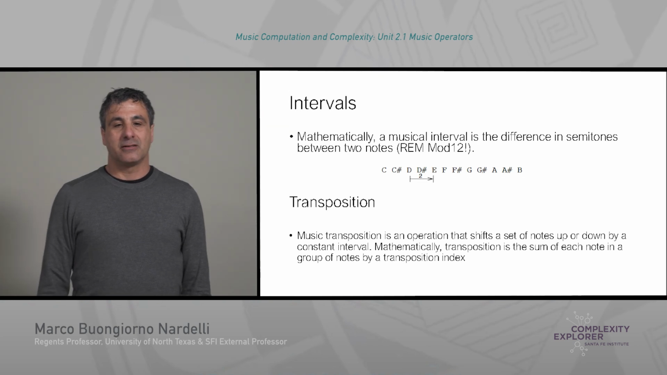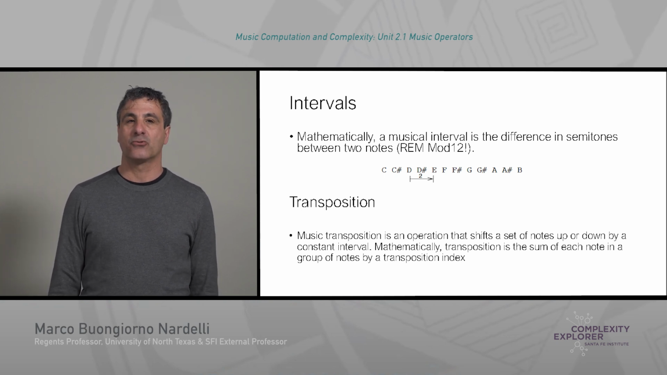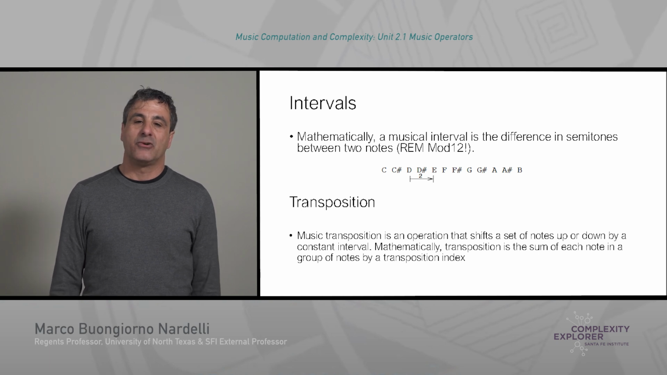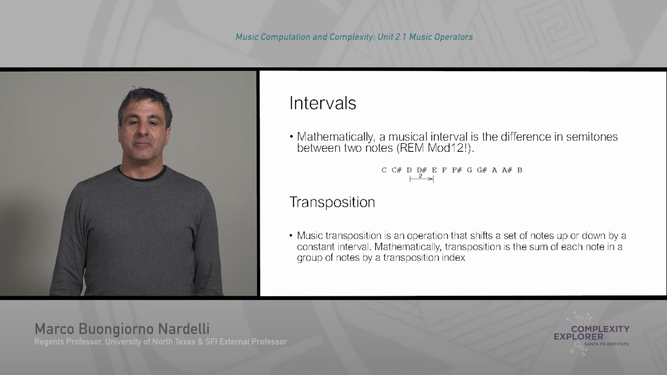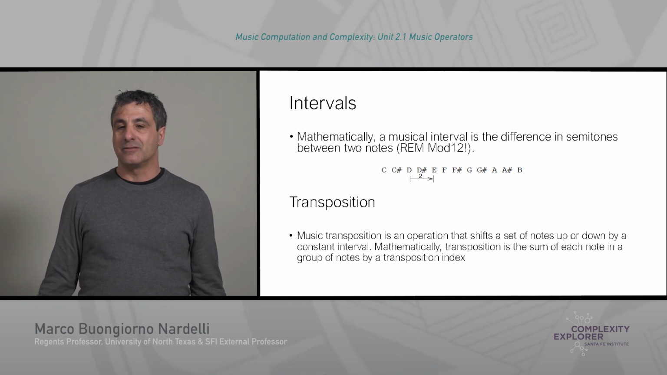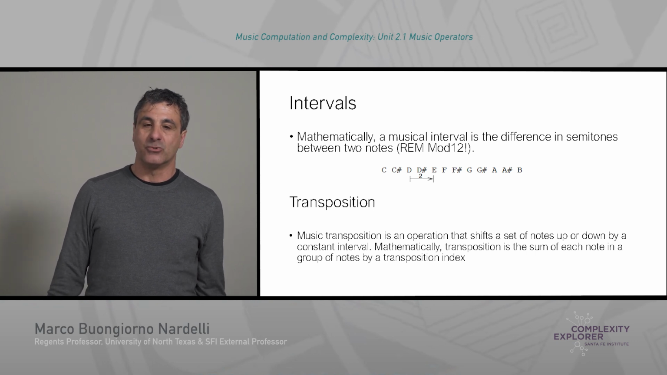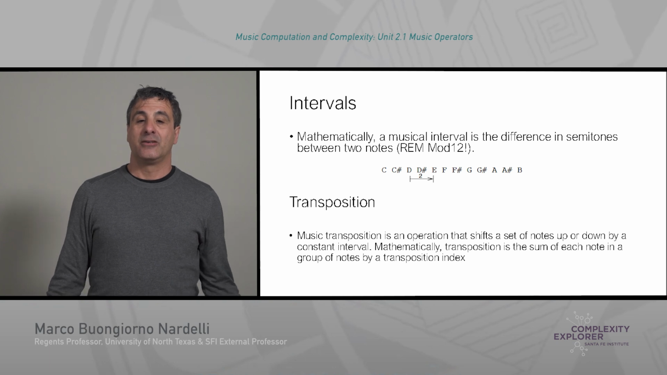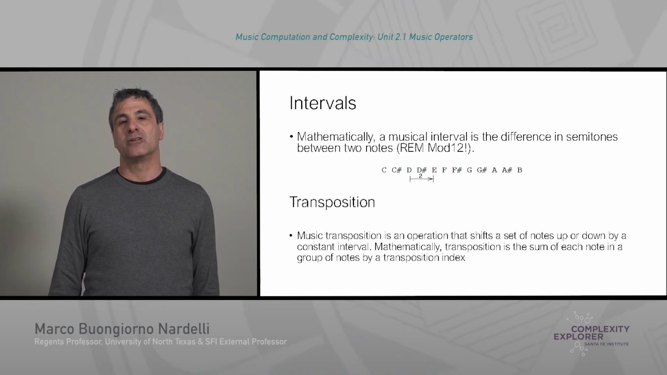I mentioned already this concept of intervals. Now we can make the concept of intervals more mathematically sound because we have a representation in terms of numbers. Basically, a musical interval is the difference in semitones between two notes. If I have, for instance, in this scale, the names of the notes here, but names of notes correspond to numbers. The interval between the D and the E is the difference between 4 and 2, if C is 0. And so 4 minus 2 is 2. 2 are the semitones, the unit intervals between two notes that separate these two pitches.